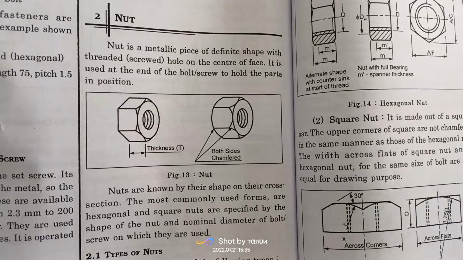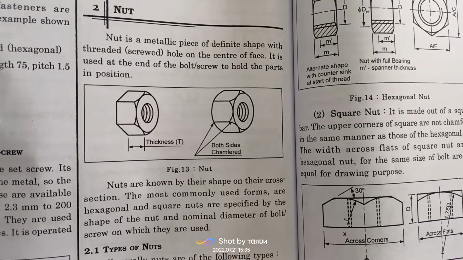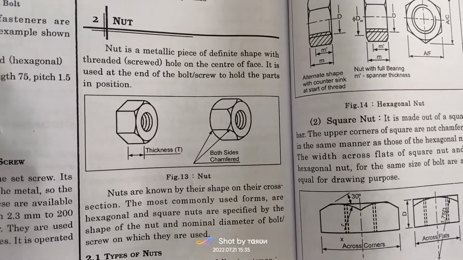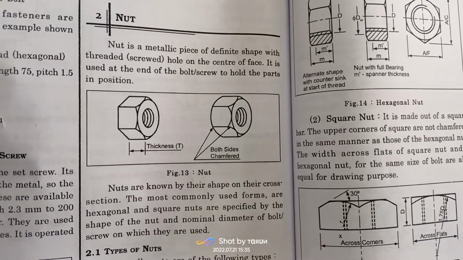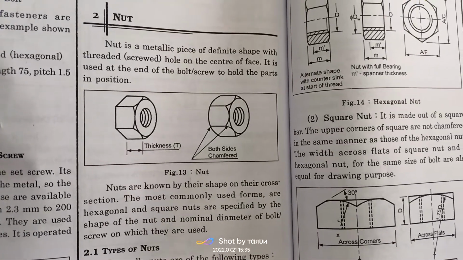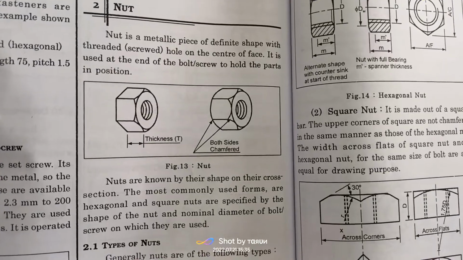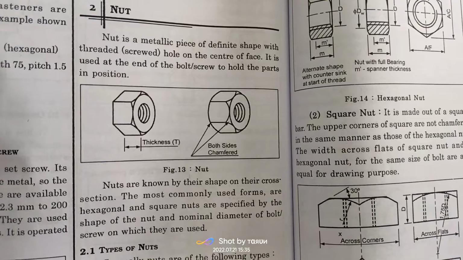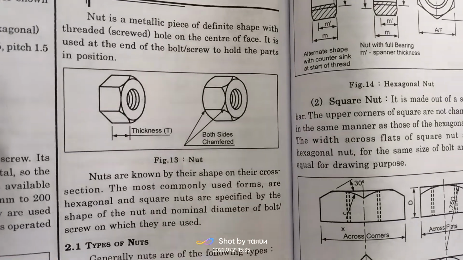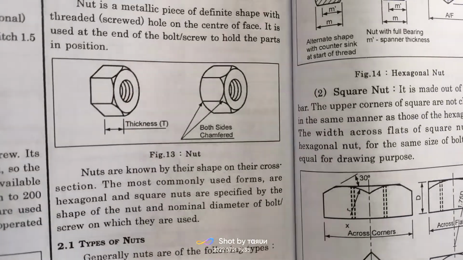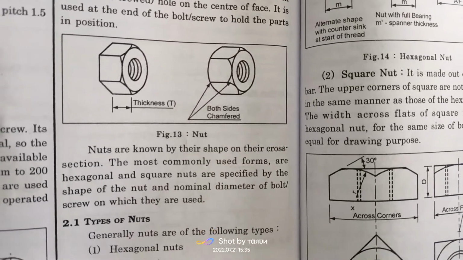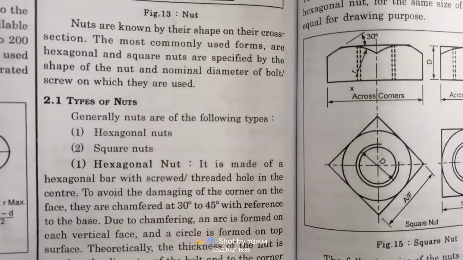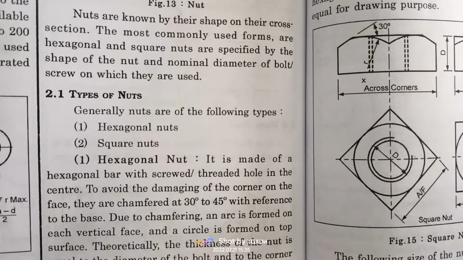Next, nut. A nut is a metallic piece of definite shape with a threaded screw hole at the center of its face. It is used at the end of the bolt or screw to hold the part in position. We see here that internal threads are cut. Types of nut: hexagonal nuts and square nuts.